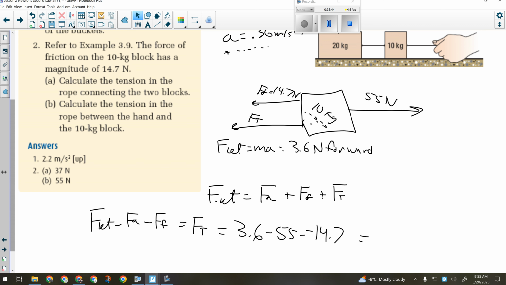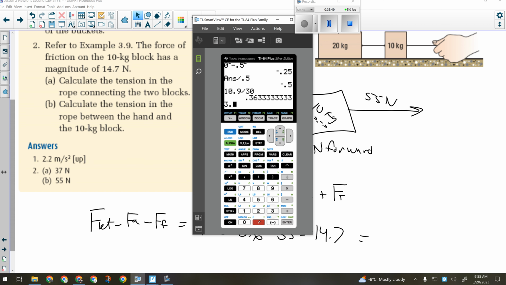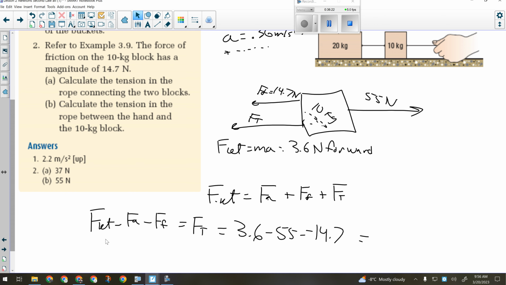All right, so when I do that, I should get 37 newtons, I believe. And so 3.6 minus 55 minus negative 14.7. Negative 37 newtons. That fits. It was acting backwards on the 10 kilogram block. From the 20 kilogram block's perspective, which direction is that force? Forwards. Tension's a weird thing. Its direction depends upon your point of view. From the 20 kilogram box's point of view, that's pulling it forward. From the first box's point of view, it's holding it back.